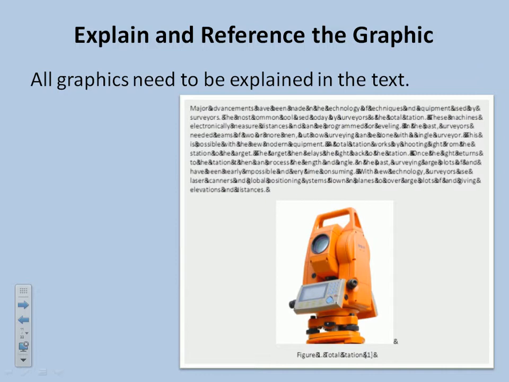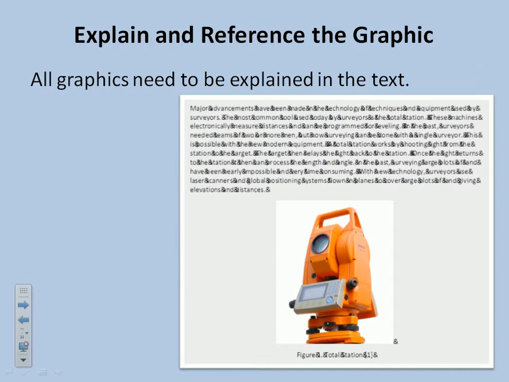A total station works by shooting light from the station to the target. The target then relays the light back to the station. Once the light returns to the station, then they can process the length and angle. In the past, surveying large lots has been nearly impossible and very time-consuming. With new technology, surveyor, that's probably enough. You guys get the point, right?